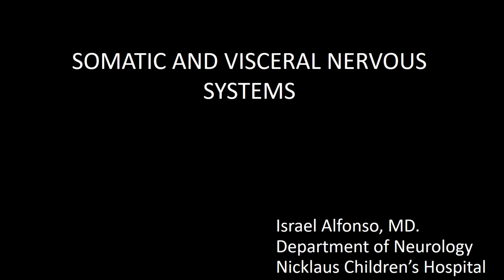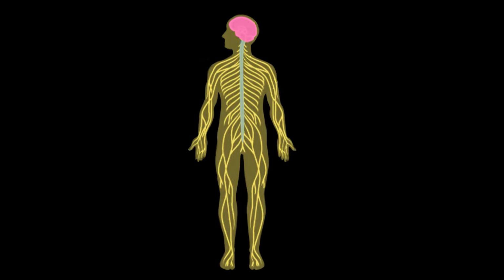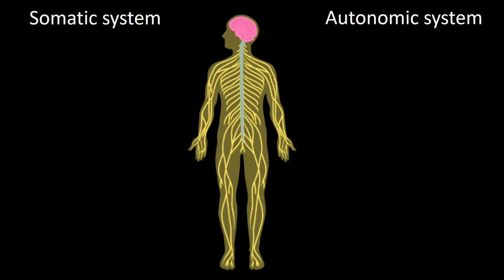The title of this talk is Somatic and Visceral Motor Nervous Systems. We can divide the nervous system into somatic and autonomic systems. Each of these systems has an efferent or motor arm and an afferent or sensory arm.